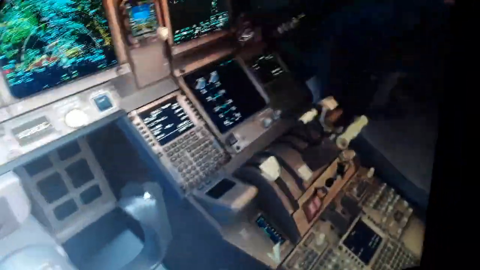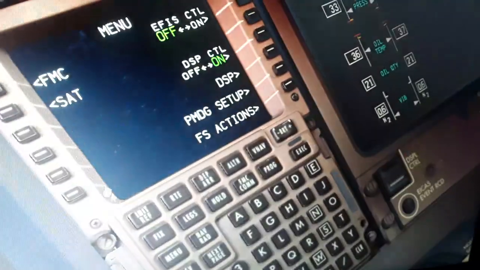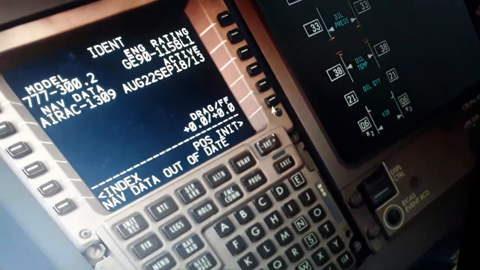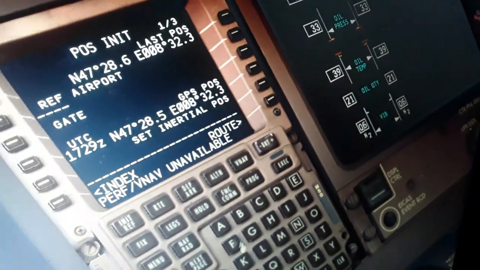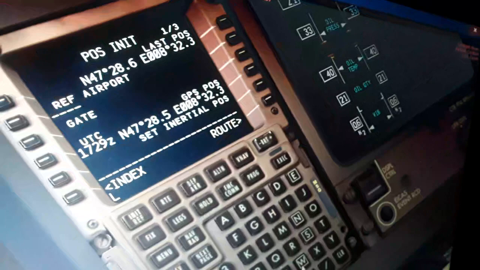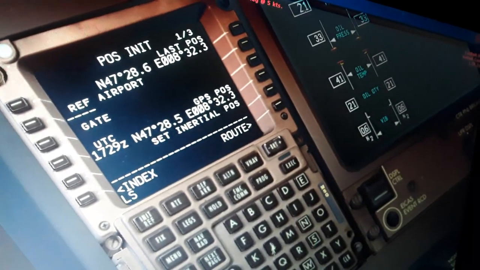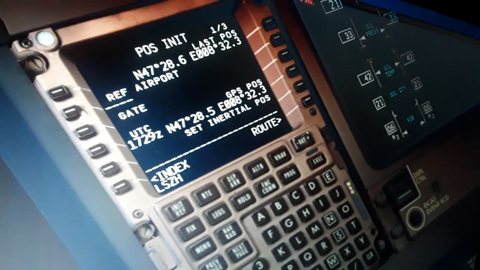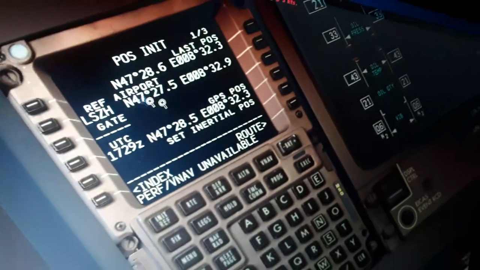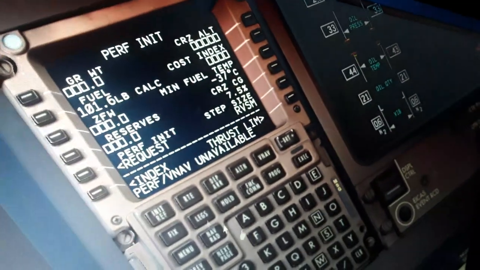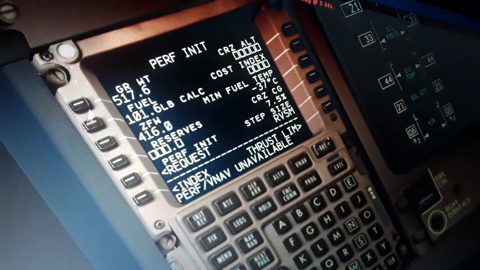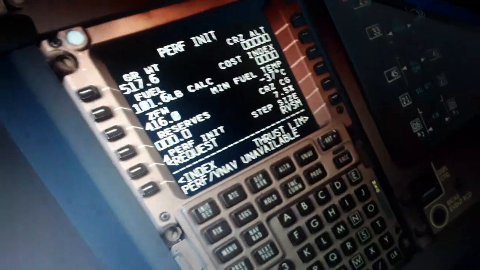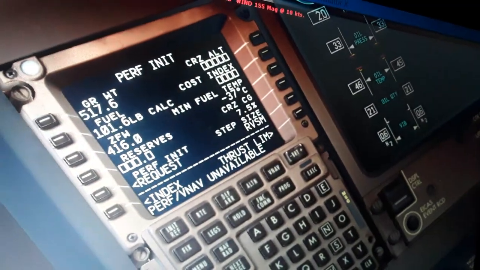We can use the flight management computer for one last step, very quickly. So we need to use the menu, the FMC. You can see the model, the Boeing 777, the position, this airport, LSZH. I'm gonna use set inertial GPS position if we have to reset the ADIRUs. So we have the zero fuel weight. It is input automatically with the gross weight and the fuel on board.